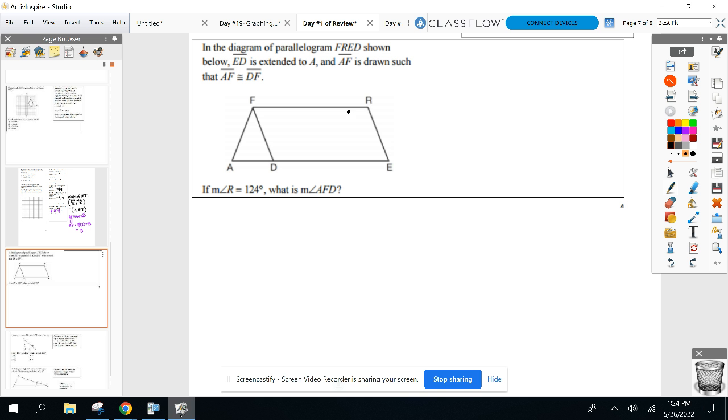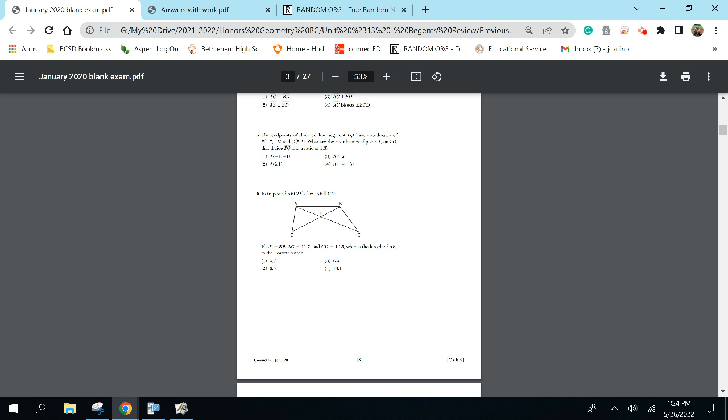All right, angle R is 124 degrees. AF and DF are congruent. Somebody help me get to angle AFD, that's the top angle. All right, it's a parallelogram, so all the properties exist. Can anybody put another angle measure somewhere on my diagram? What's another angle you're confident in?